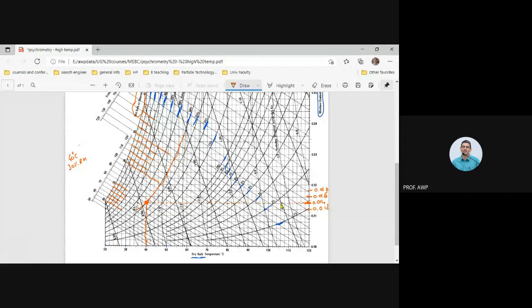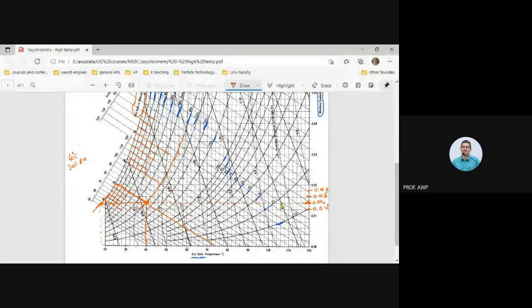If I want the wet bulb temperature, I just have to see which line is corresponding to this. So it corresponds to 25 degrees centigrade wet bulb temperature. Dew point, if I want, I just have to go to the left and see where it intersects this axis. It is intersecting somewhere here. So maybe 19 degrees centigrade dew point.